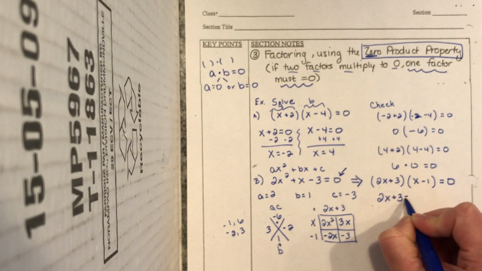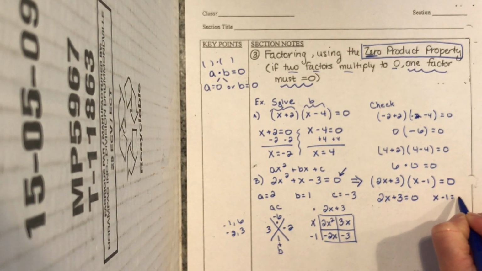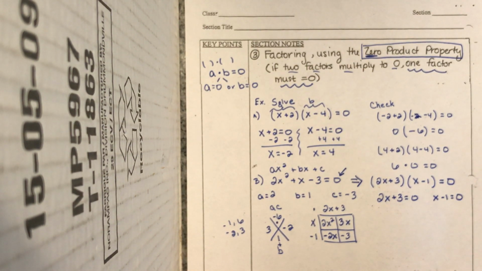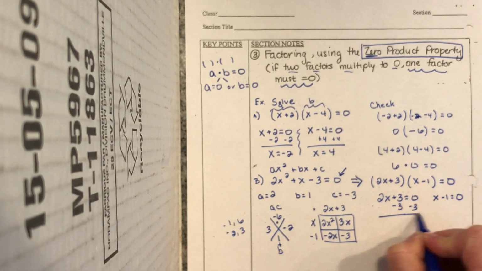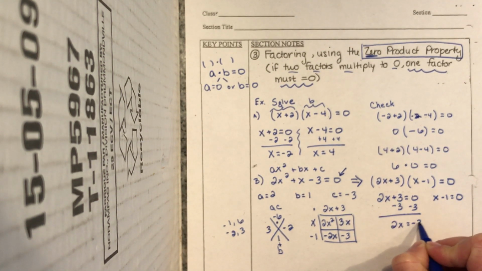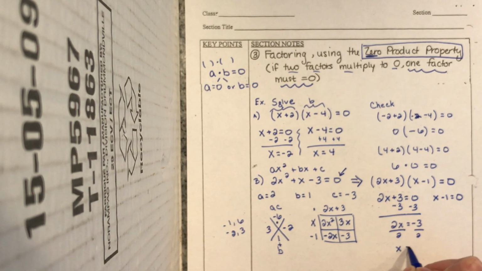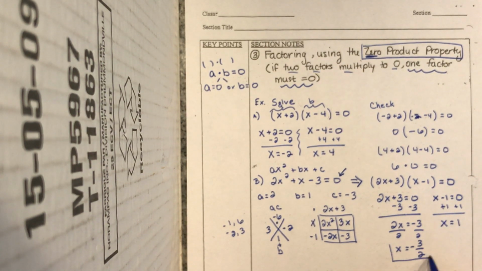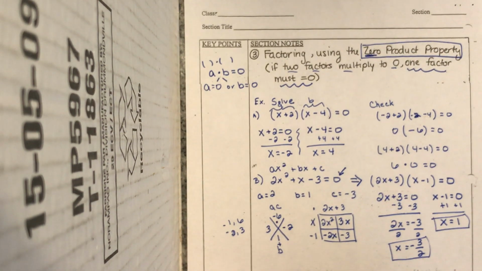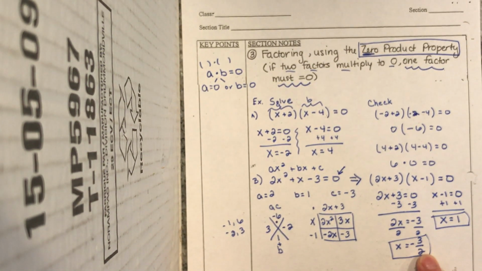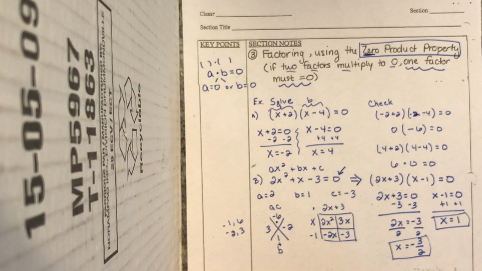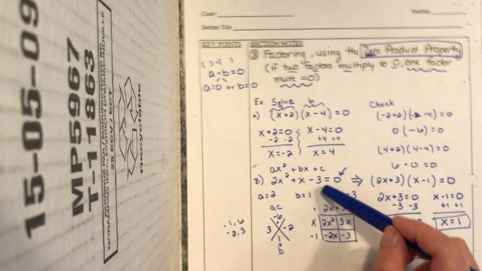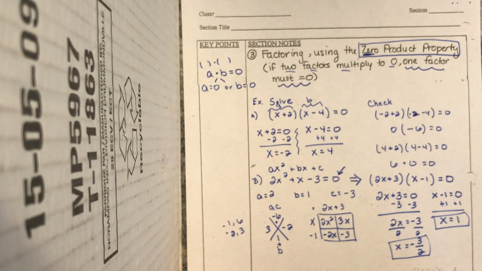It's already factored. The factor times the factor is 0. So I take both factors and set them equal to 0. And then I solve by undoing the order of operations. So one of my answers is negative 3 over 2, or negative 1.5. And the other one is positive 1. So again, I end up with two solutions. If I put negative 3 over 2 in for both x's, I should get an answer of 0 out of that. And if I put a 1 in for both x's, I again should get an answer of 0.